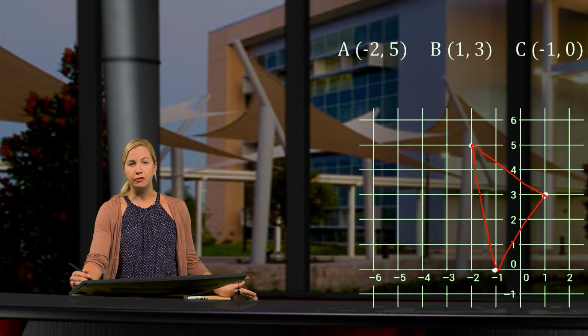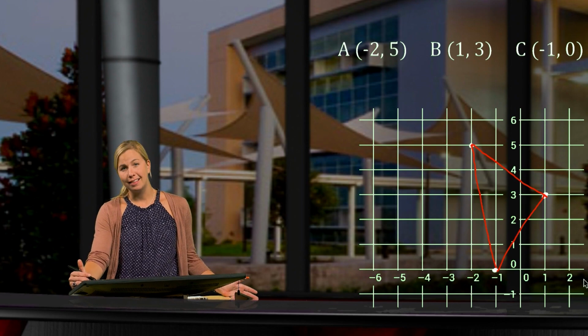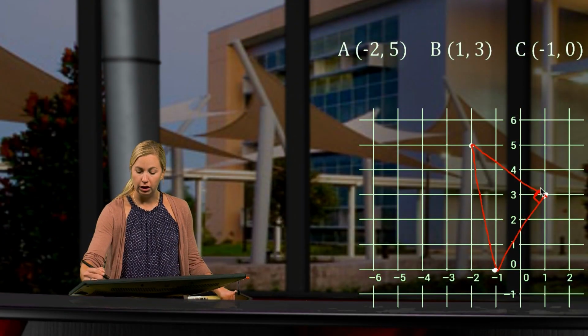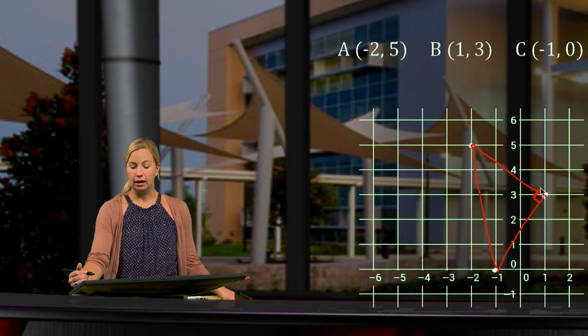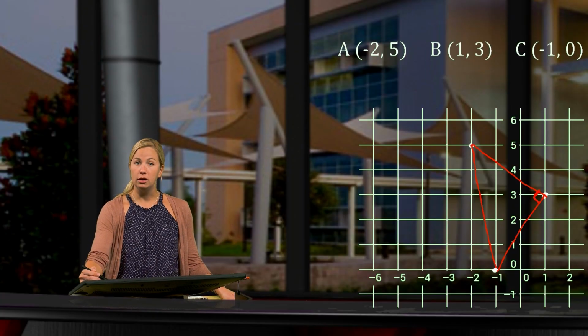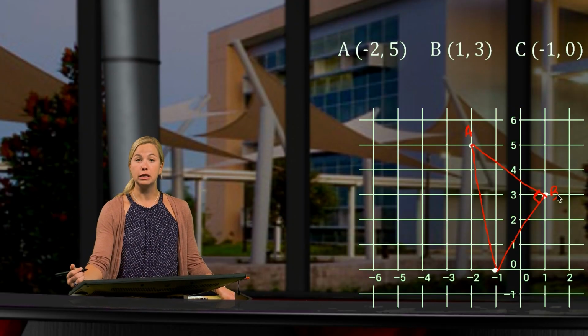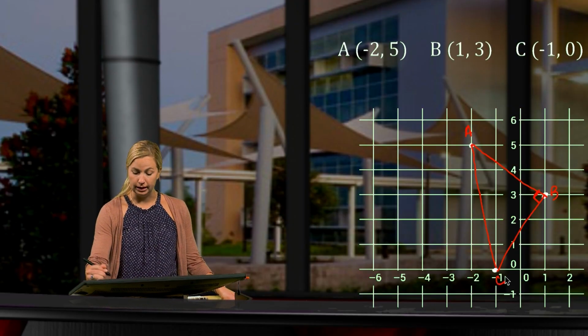Now, before we go any further, let's ask ourselves whether or not we think that this is a right triangle. A lot of times it's obvious that it's not a right triangle, and so there's no point in trying to verify it. But if we look at this, it kind of looks like a right triangle, maybe with that right angle being over here near that point, (1, 3). If we assume that this is our right angle, we need to prove that this segment AB is perpendicular to segment BC.